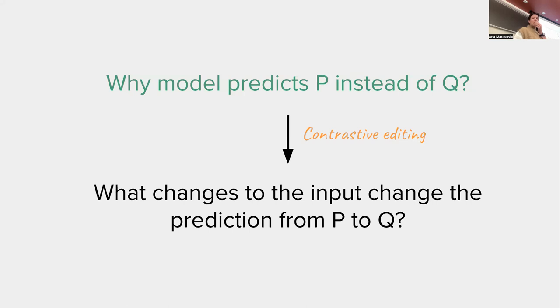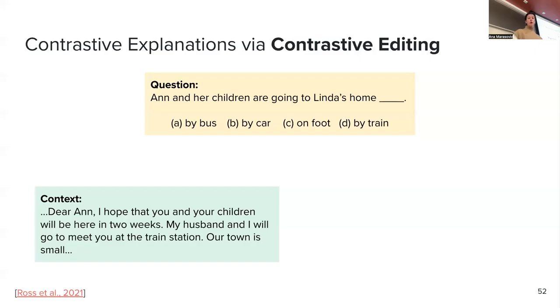Okay, our final method was not answering the question I have been showing you so far, why the model predicted the class P, but rather why the model predicts P instead of Q. I've given you different examples of how you can address this question, but the one we have talked about most is contrastive editing, when we check what changes to the input change the prediction from P to Q.